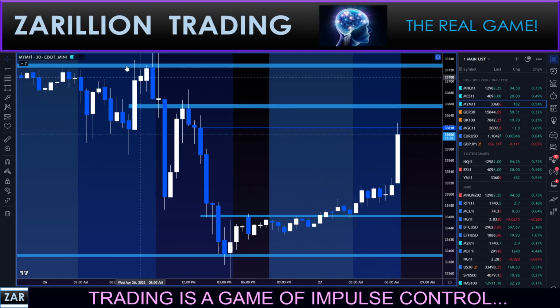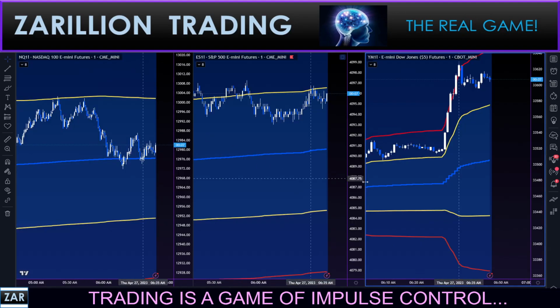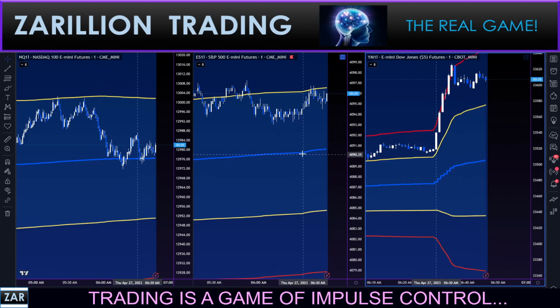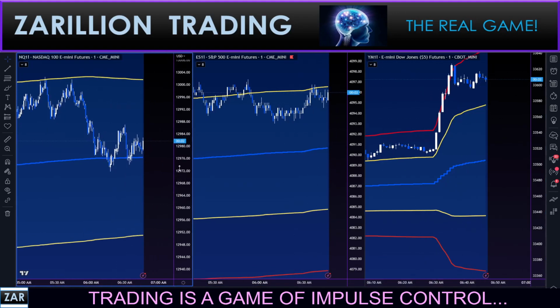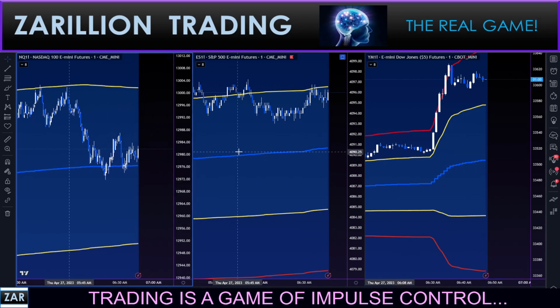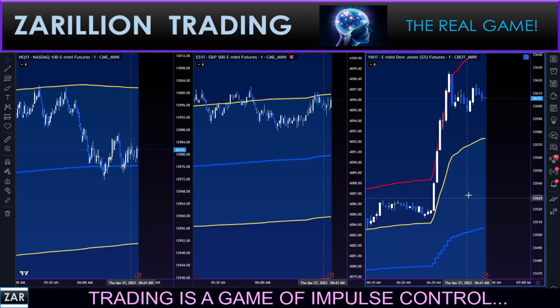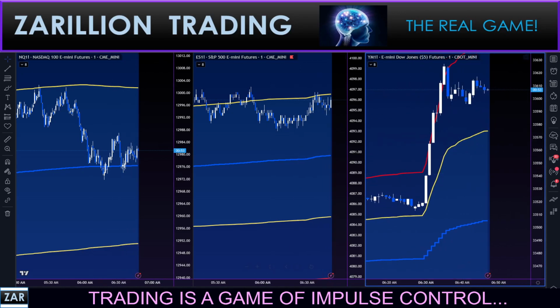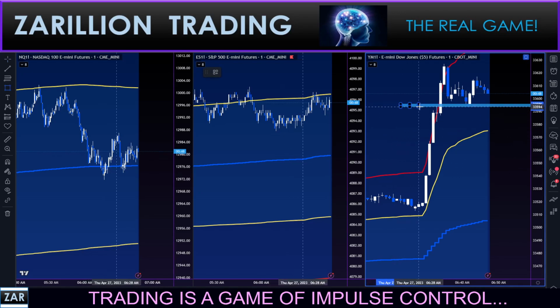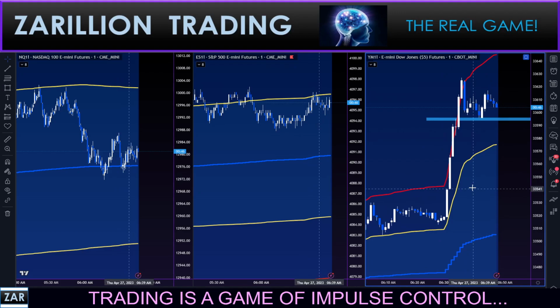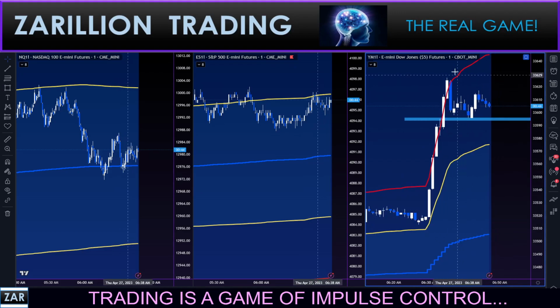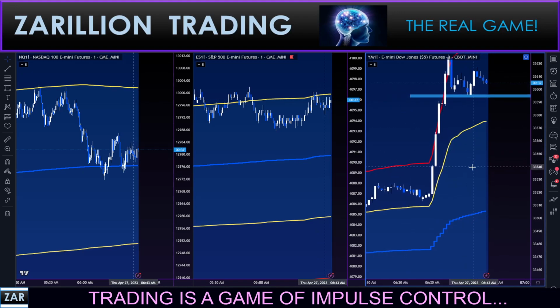Rejecting now from this zone area, you see, up here. And we see relative weakness on the NAS and the S&P. Possibly waiting for a structure break here for a move down. Right in here. Big impulse up, zigzag down. It's a 1 minute chart, by the way. Failure to reach a new high, possible break below.